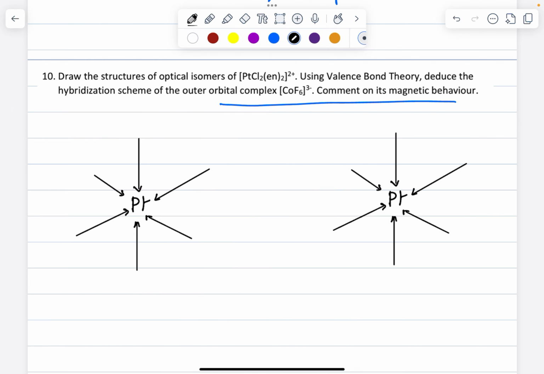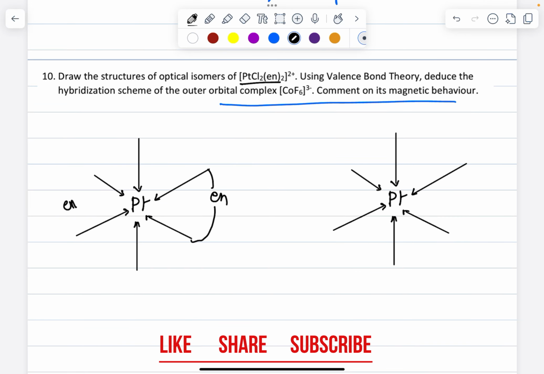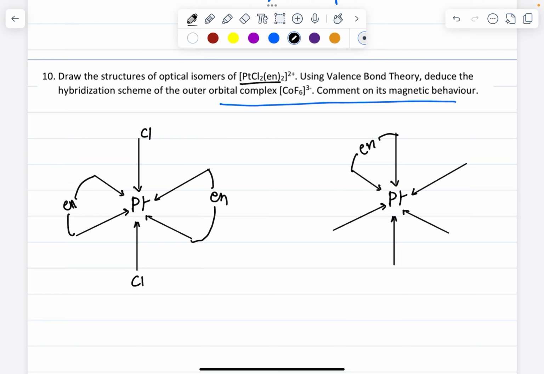So one possible isomer for this complex is 2 en, another en this way, one chlorine on the top, one chlorine below. Here 2 en this way, ethane 1,2 diamine. This is chlorine over here, chlorine over here. So this is the optical isomer. You don't have to draw the other one; you have to draw this. Since there is no plane of symmetry, this is the structure which is expected from you.